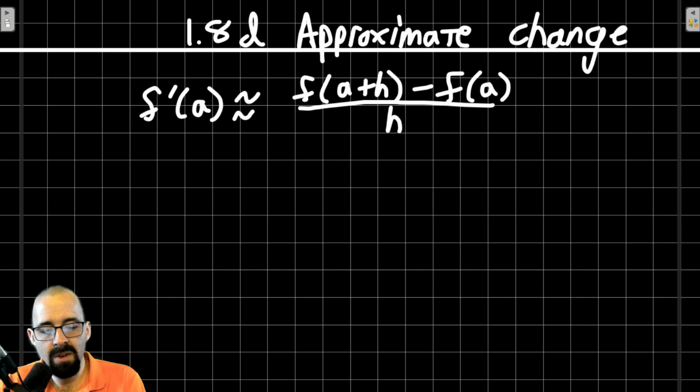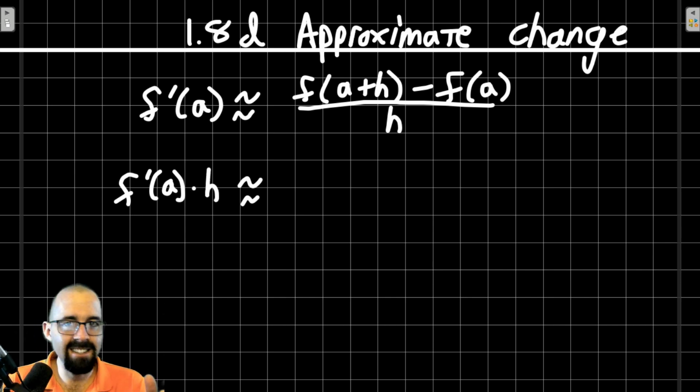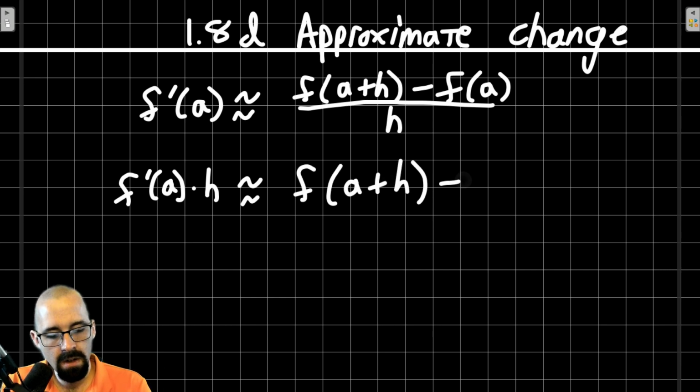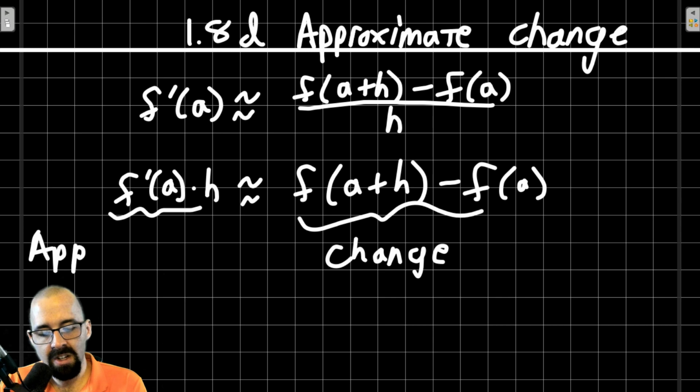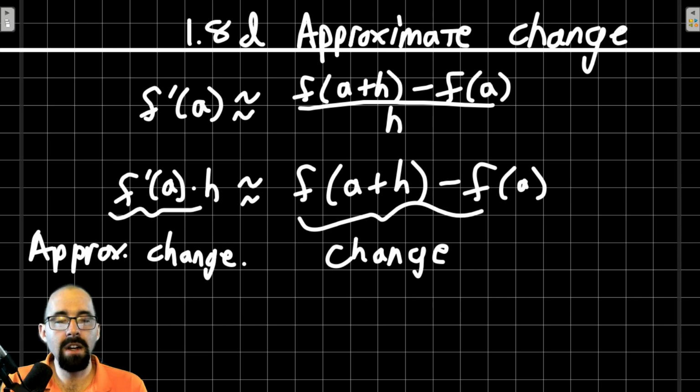If we multiply both sides of this equation by this h, it cancels out on the right. And we're going to get that the derivative times the step size, or the distance between the two inputs, is approximately equal to the change. So this right here is our change. And as the section title implies, this right here is the approximate change. So a lot of times we can use the derivative to get an approximation or an estimate of the actual change going on in a function.